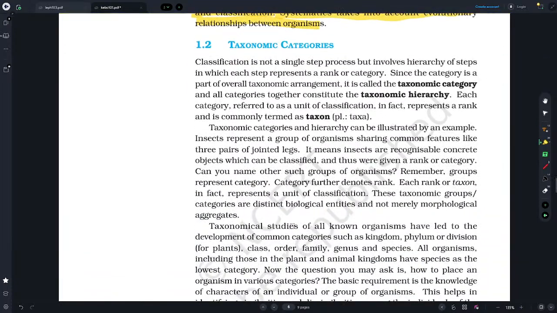The next main topic is taxonomic categories. Classification is not a single step process but involves hierarchy of steps in which each step represents a rank or category.